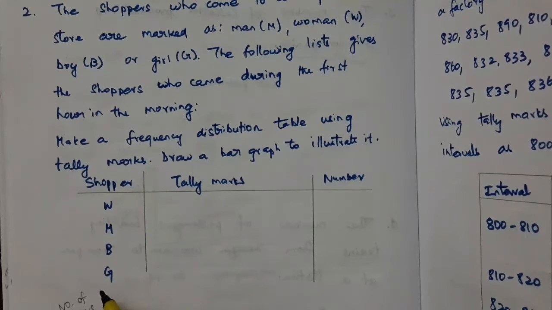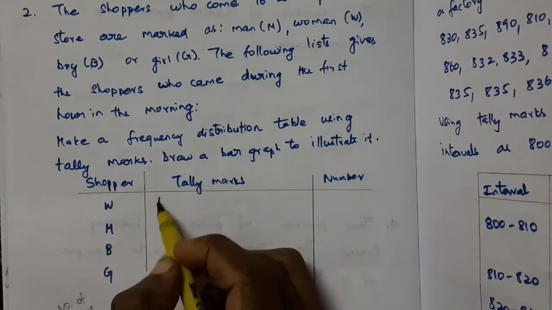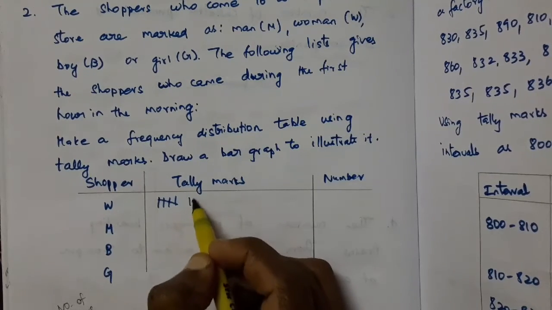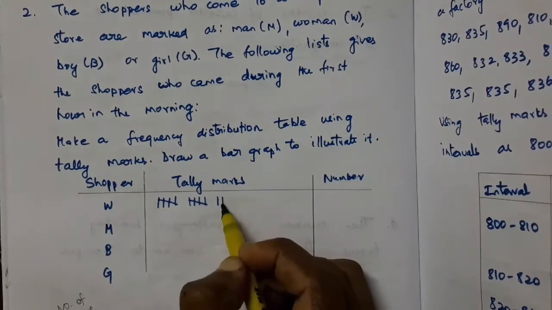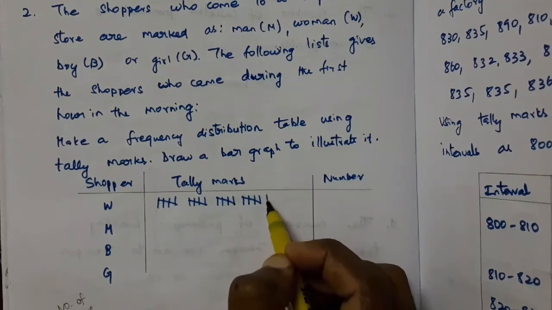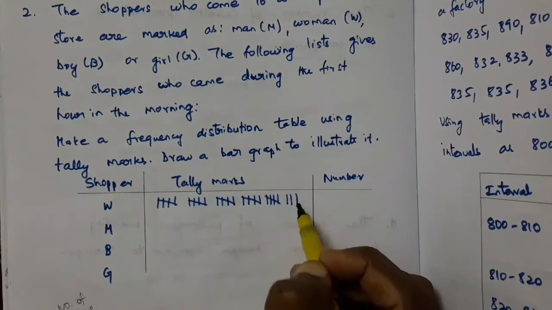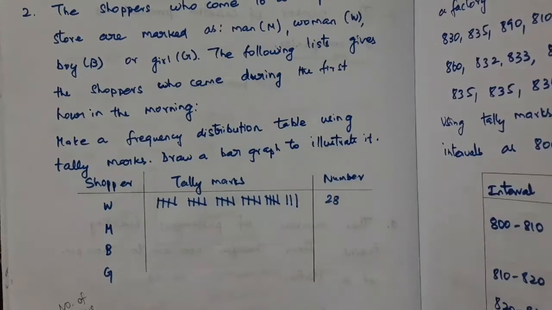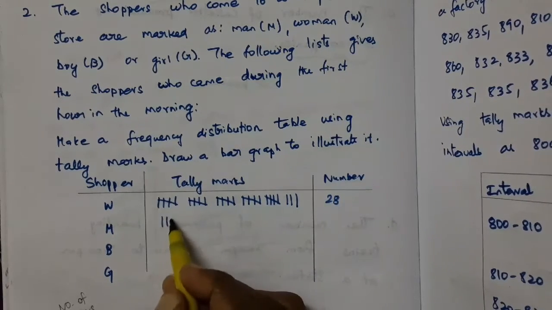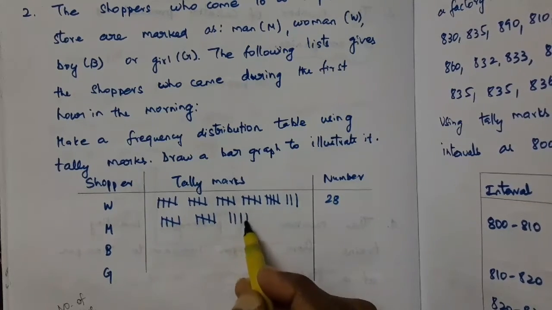Now from the letters given in your book you have to count how many W there are, that is, how many women. If there are 28, we have to put tally marks for that: 1, 2, 3, 4, 5, 6, 7, 8, 9, 10, 11, 12, 13, 14, 15, 16, 17, 18, 19, 20, 21, 22, 23, 24, 25, 26, 27, 28. So here it is 28. Then men is 15: 1, 2, 3, 4, 5, 6, 7, 8, 9, 10, 11, 12, 13, 14, 15.